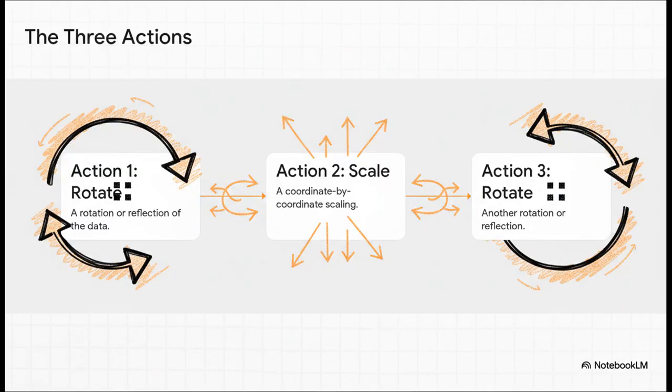And here they are. Step 1, you rotate your data. Step 2, you stretch or squish that data along its new axes. And step 3, you just rotate it again. That's it. That's the whole thing. Rotation, scaling, rotation. Every complex transformation is just a combination of those 3 things.